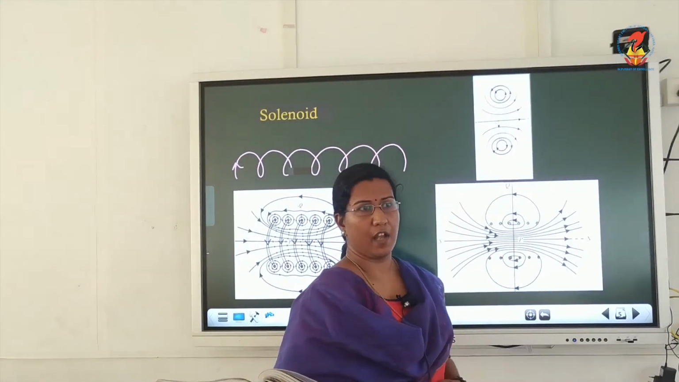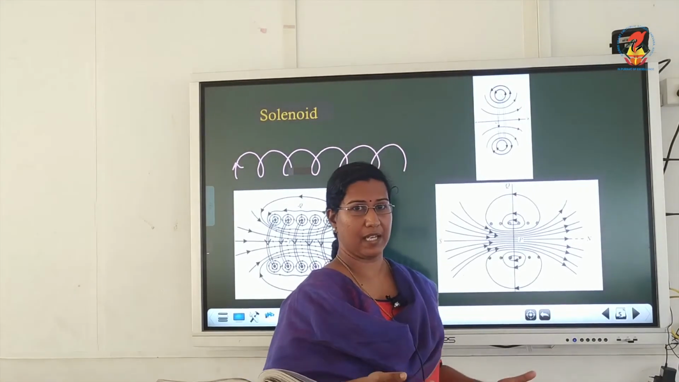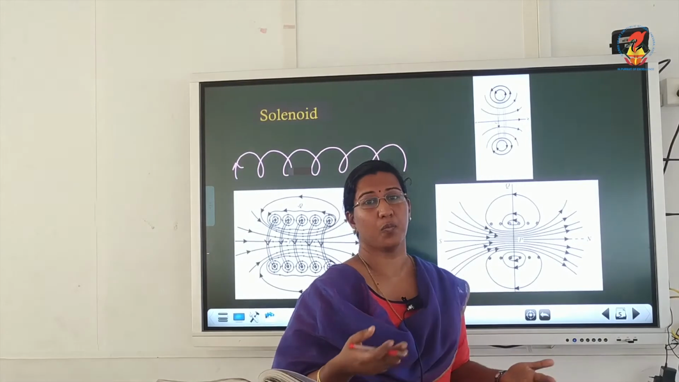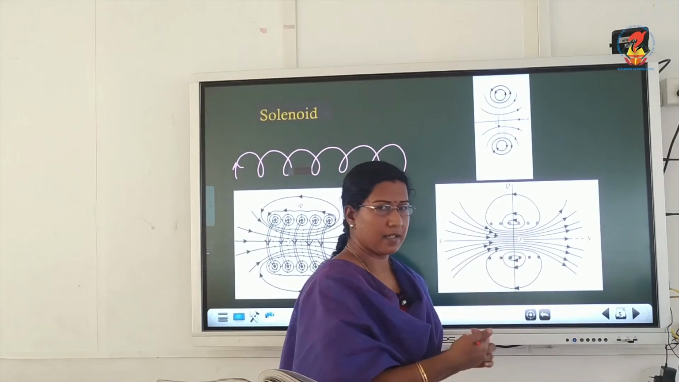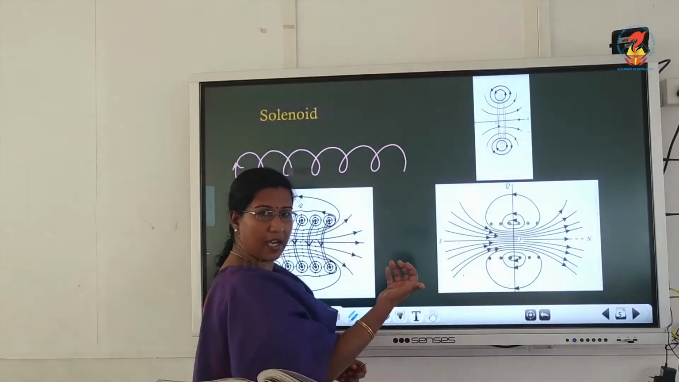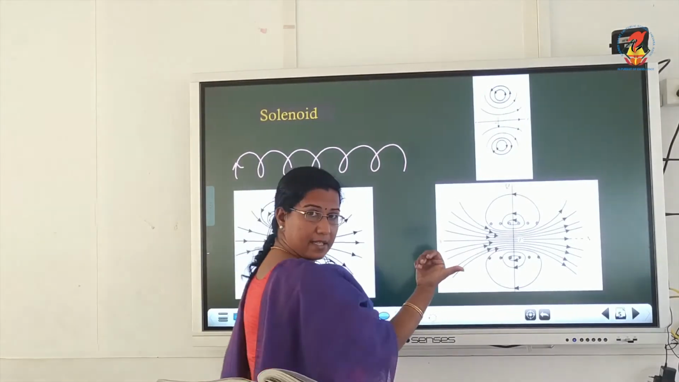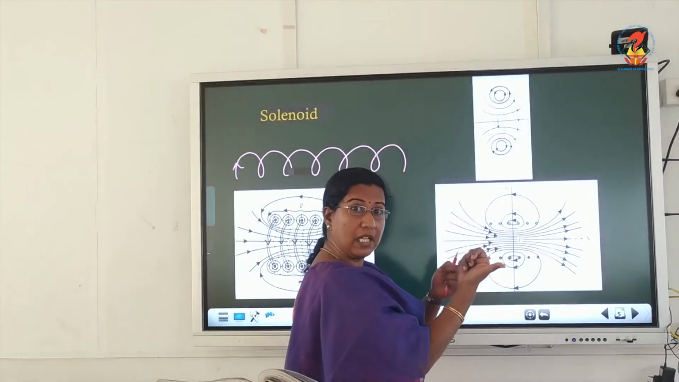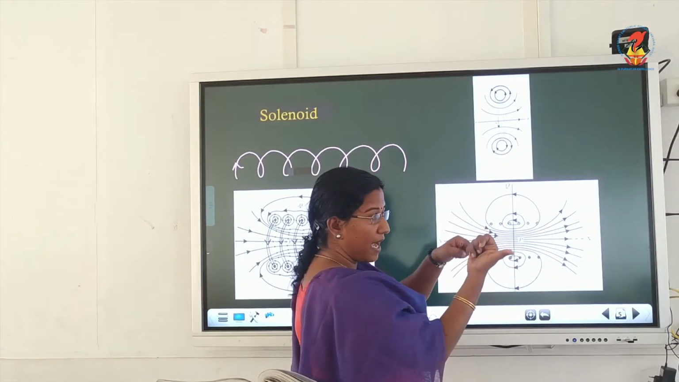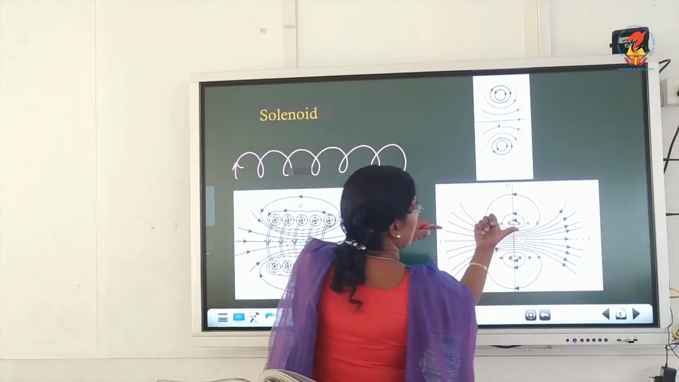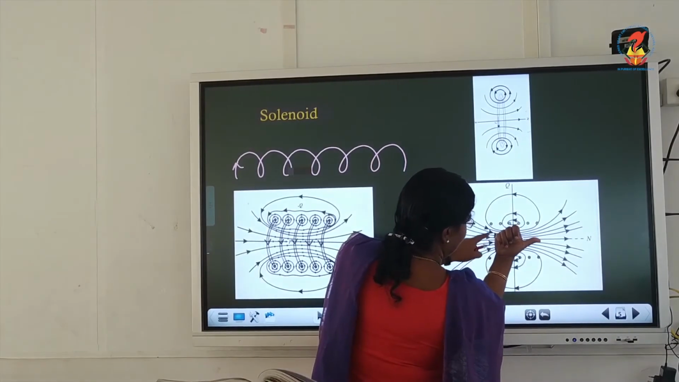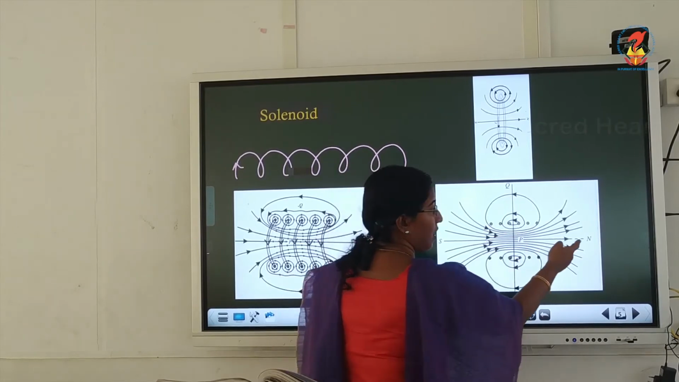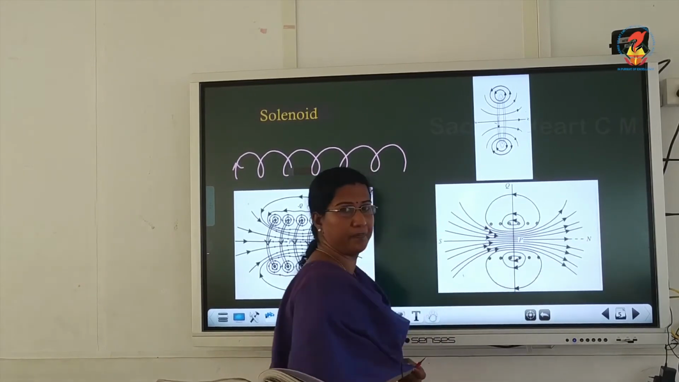Now, if you have a magnet, definitely it will have a north pole and a south pole. I want to find out which is the north pole of my magnetic field. Just take your solenoid and close your right hand around it. The fingers represent the direction of the current. So it is coming out, going inside, and the direction of my thumb represents the north pole. So this is my north pole.